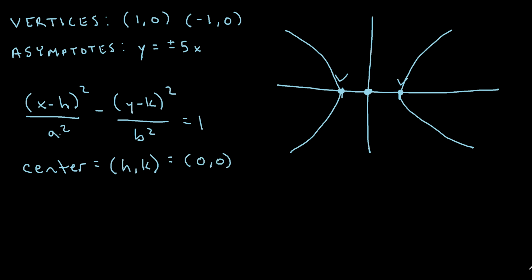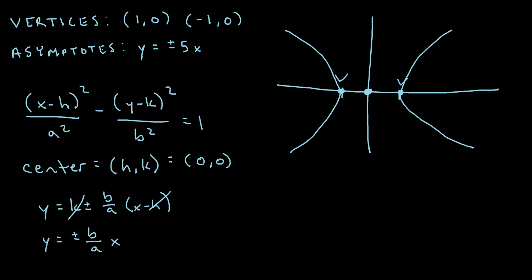Now we need to figure out what is a squared and what is b squared. So when we have a hyperbola that opens up left and right like this, the equation of the asymptotes can be written like this: y is equal to k plus or minus b over a times (x minus h). Well, in this example, we know that k and h are both equal to 0. So this actually simplifies to y is equal to plus or minus b over a times x, since the k and the h are just zeros.